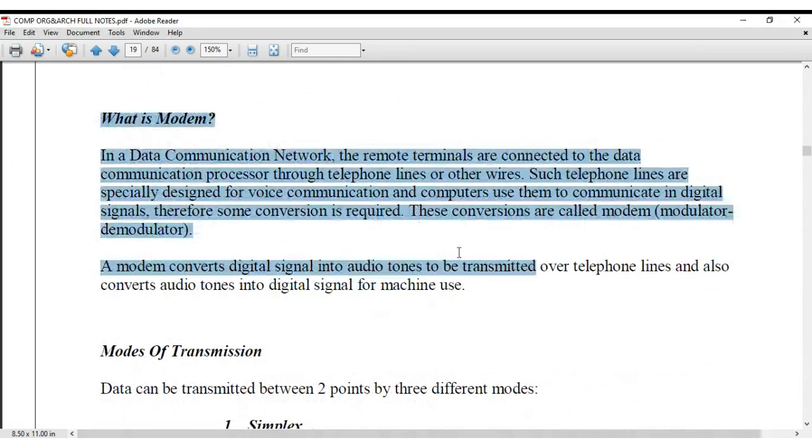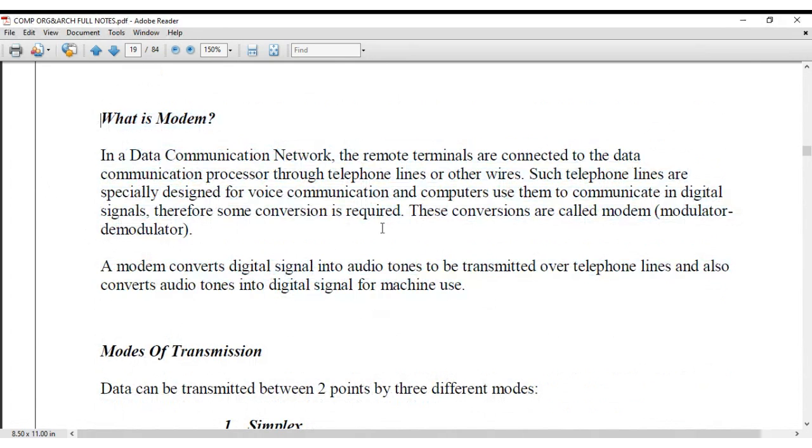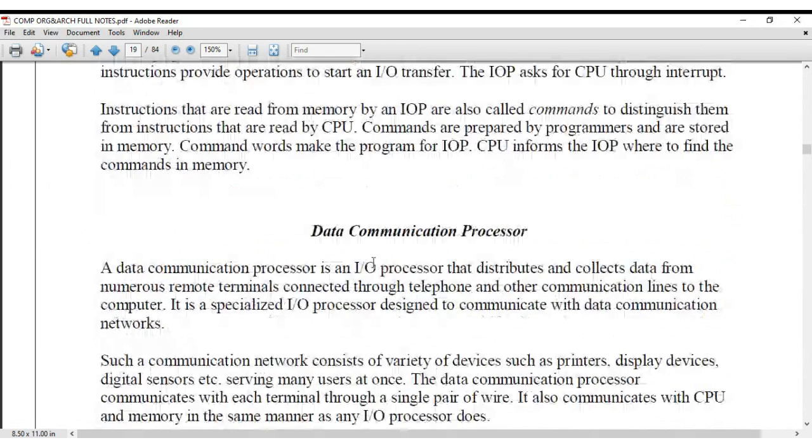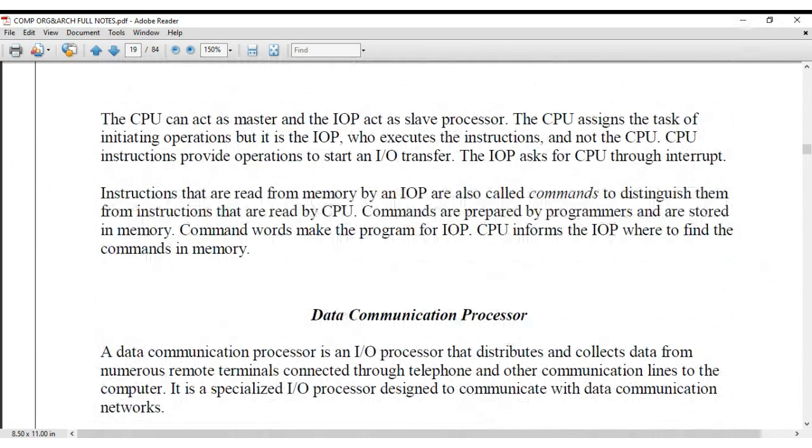What is a modem? Even without that information, can somebody tell us what a modem is? What is a modem?